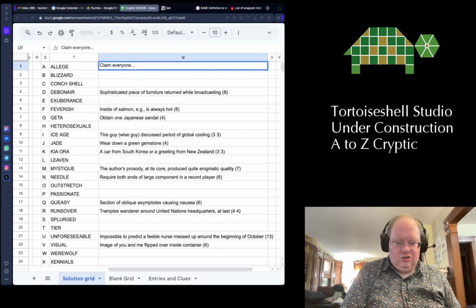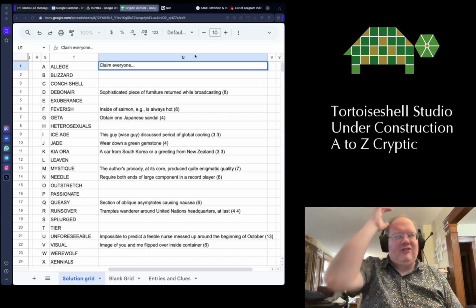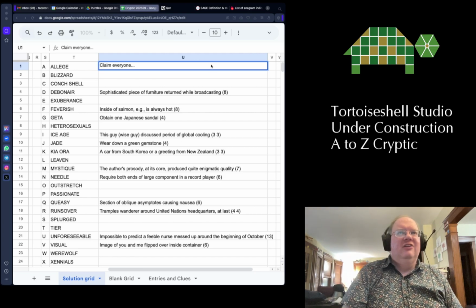Well, that was rude. So I think what I have on my computer is actually an excerpt from Patrick Berry Cryptic. So I haven't written a clue for allege that starts with claim everyone, but Patrick Berry sure has. I'm not surprised by that.